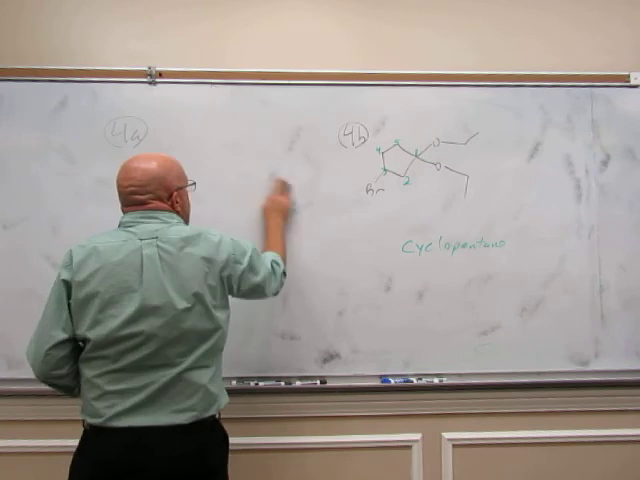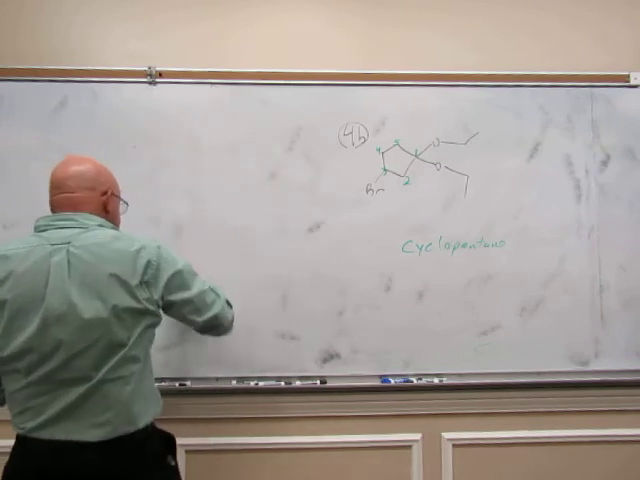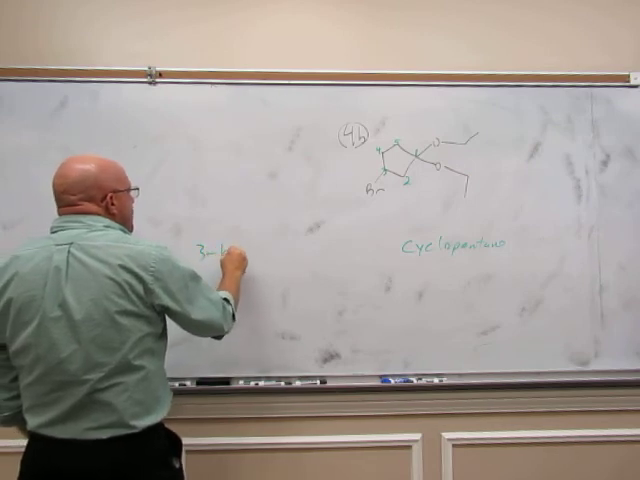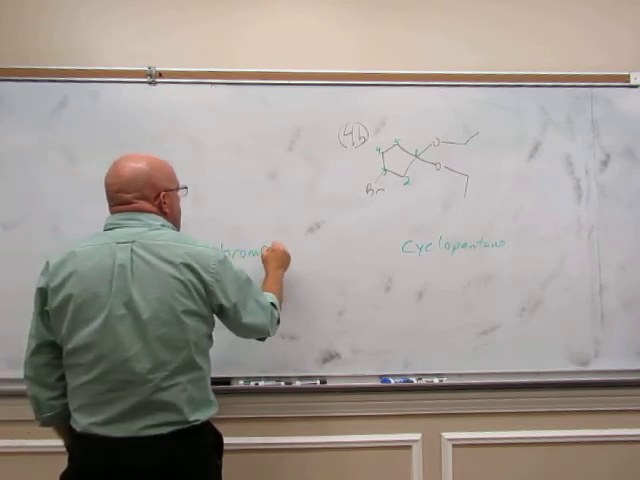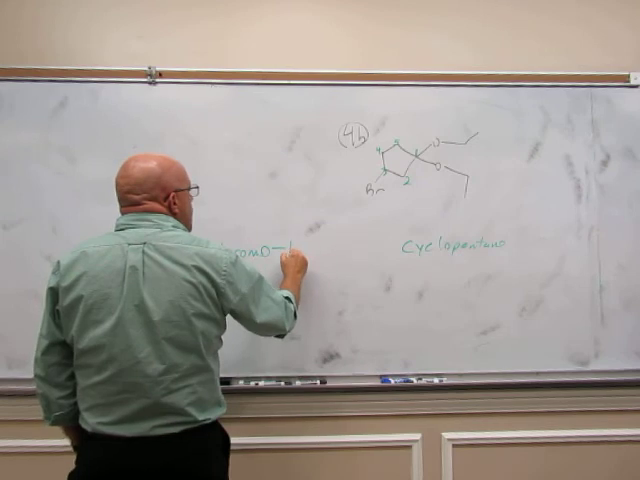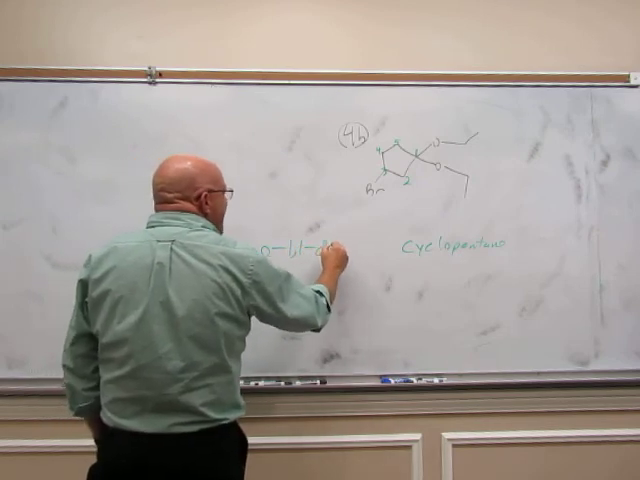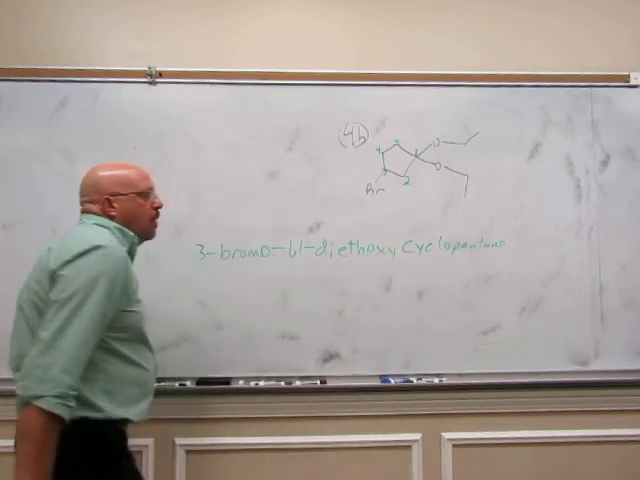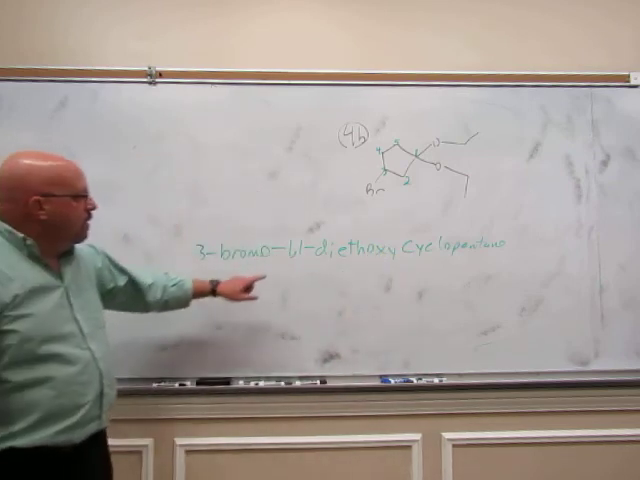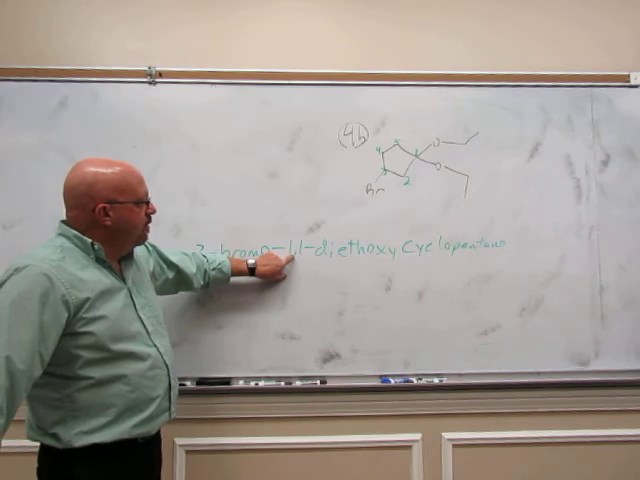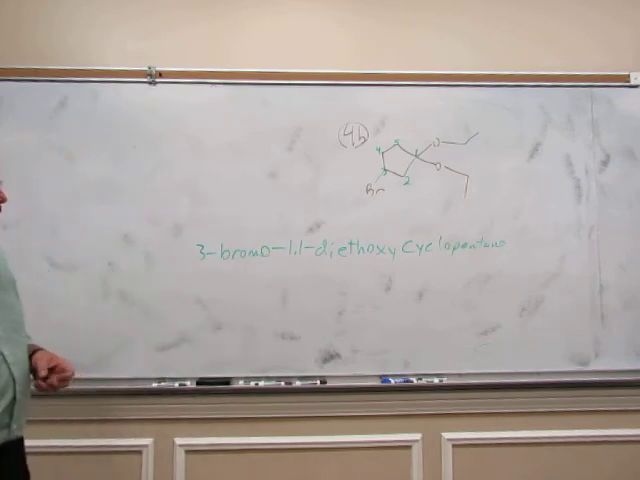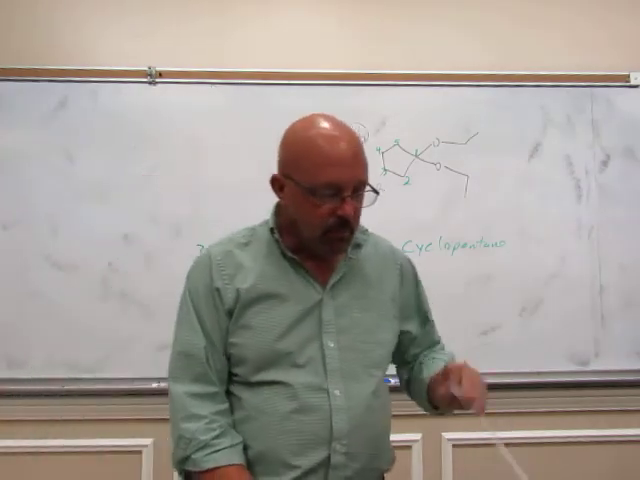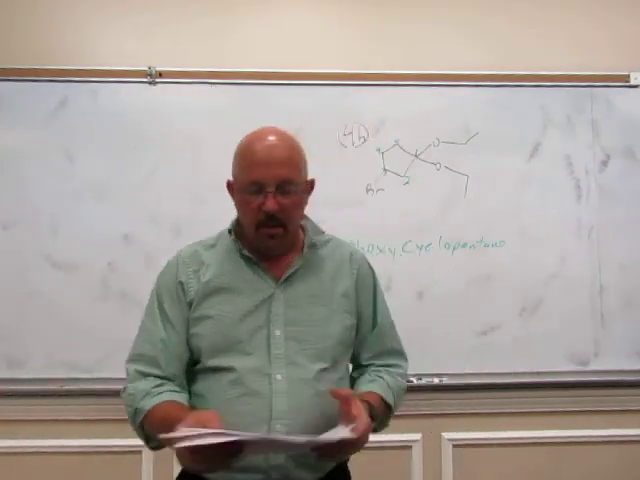Substituents go out in the front in alphabetical order. You got bromo versus an ethoxy. So bromo comes first alphabetically. This is 3-bromo. 1,1-diethoxy. Since we have 2 of them, we're only going to list it once and use the appropriate prefix. You must tell the position of both of them. So it's a 1,1-diethoxy cyclopentane. Okay, that's the old exam.